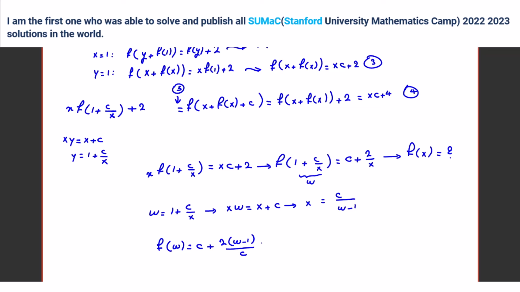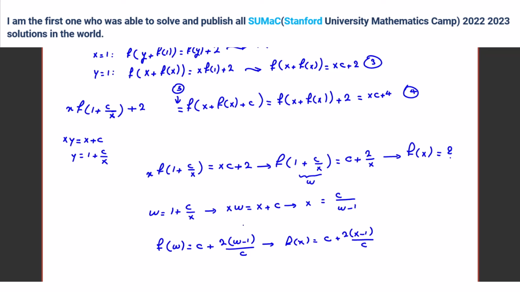Okay, so if we simplify, f of x is this, right? So it's equal to c plus 2 times x minus 1 over c. Let's check it to make sure. W is 1 plus c over x, xw is equal to x plus c. So x is c over w minus 1, f of w is equal to c plus 2 over x, which is 2 times w minus 1 over c. So f of x is this. Now we should do what?